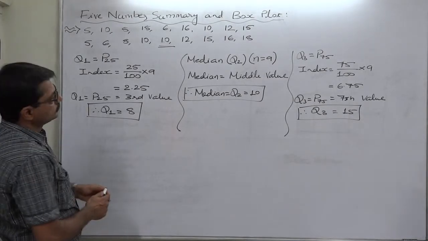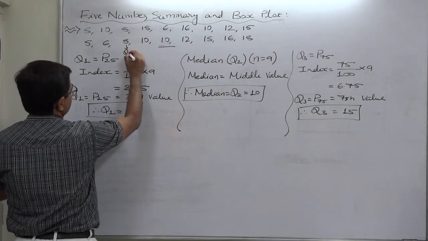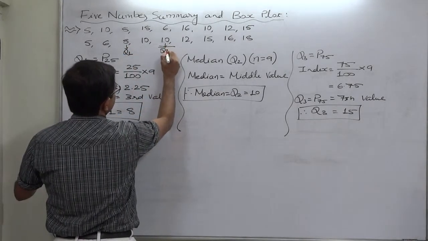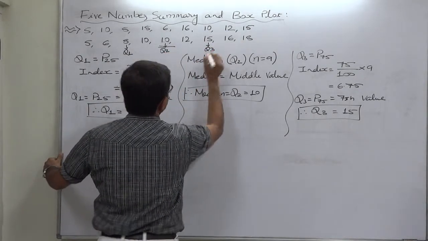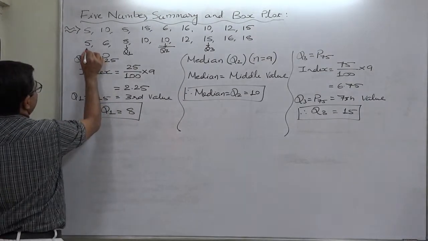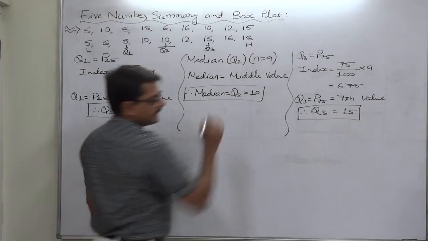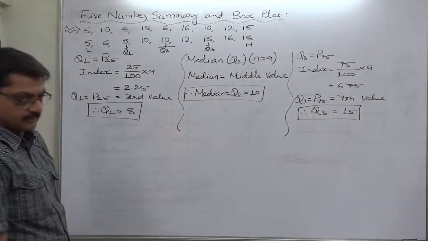Now we can say that 8 is Q1, the second 10 is Q2 or median, 15 is Q3, the lowest value is 5 and the highest value is 18. Now we can prepare the 5-number summary.